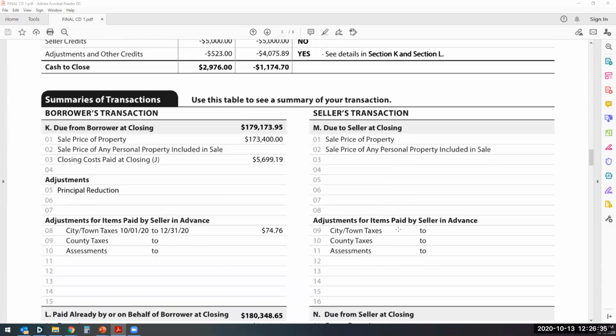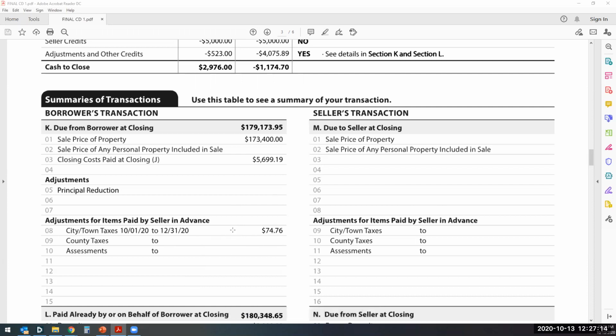So this is the summary. We have the sales price, and we're adding all the closing costs, and we're adding some adjustments. These are what the seller has paid in advance. Keep in mind that part of the tax bill is paid by the seller in advance. In this case, it's $74.76 that the buyer needs to pay the seller.